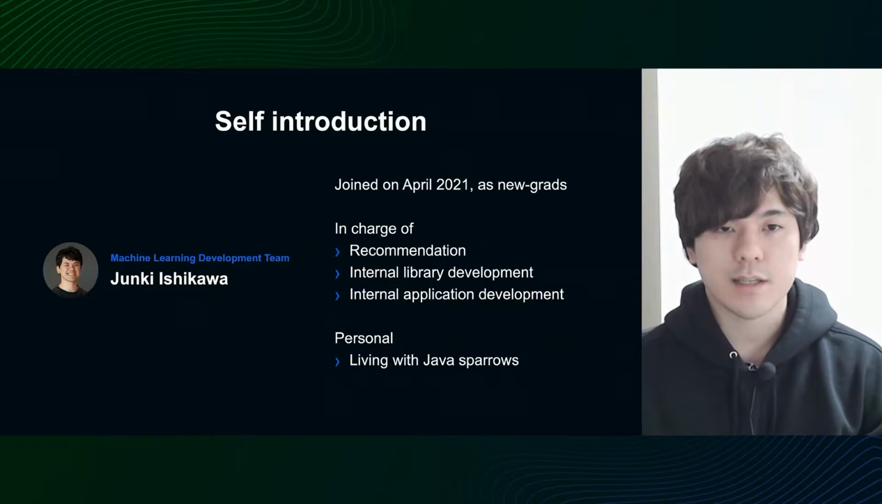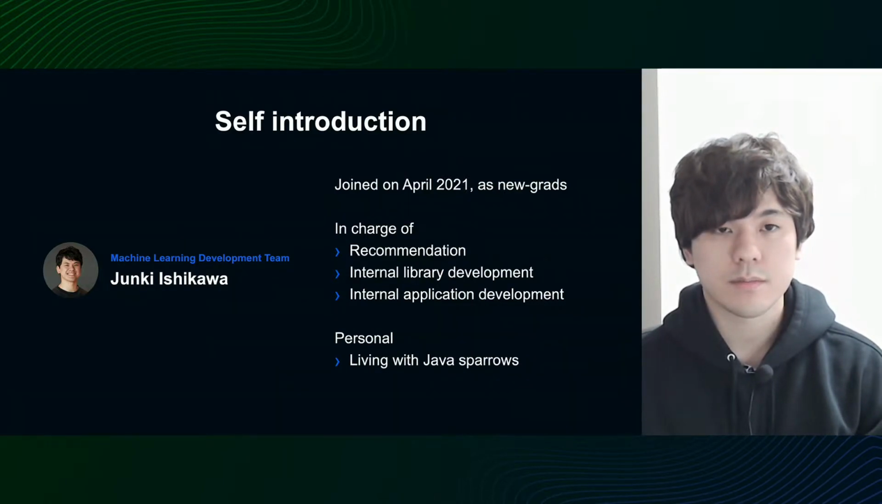Before the presentation, I'd like to introduce myself. My name is Junki Ishikawa, and I am a member of the machine learning development team in the machine learning department. I joined the company as a new graduate in April of last year. My work includes recommending stamps, developing in-house libraries, and I also develop internal tools including Lupus. In my private life, I live with my 2 Java sparrows.